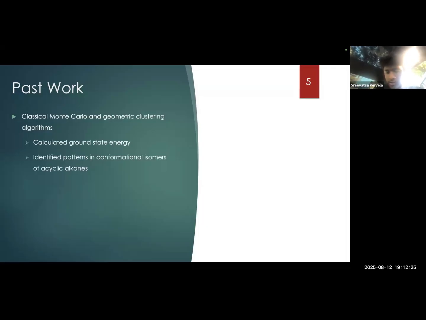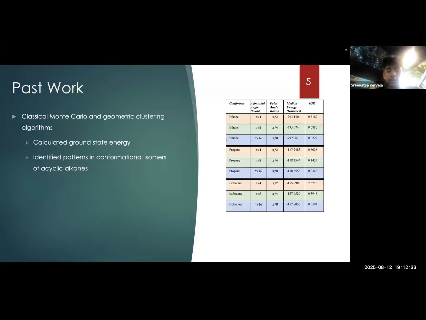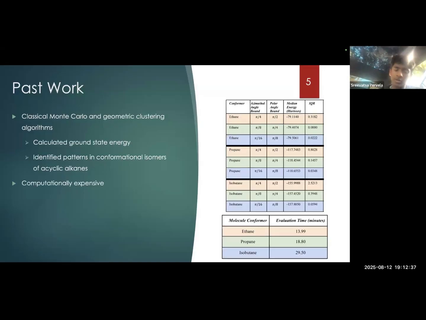We saw certain trends as bond angles decrease, but as molecule size increased, the computational costs also rose, in fact, scaling polynomially. This left us with the worst of both worlds: approximate energies and high computational expense. That motivated us to rethink our approach.